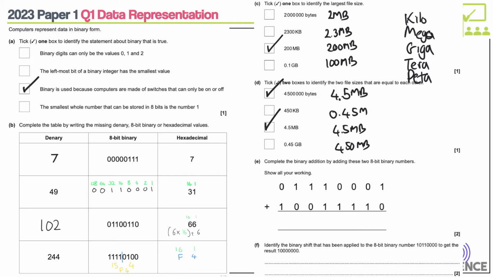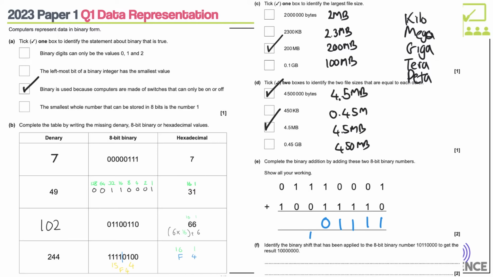Next question, binary addition. Don't panic. Where do we start, on the right or on the left? On the right. So we start on the right. 1 plus 0 is going to give us 1. I'm going to put the carry underneath it. 0 plus 1, that's 1. 1 plus 1 is going to give us 2. Do I write down 2? No, I write down 0, and I carry the 1 underneath on the next side.